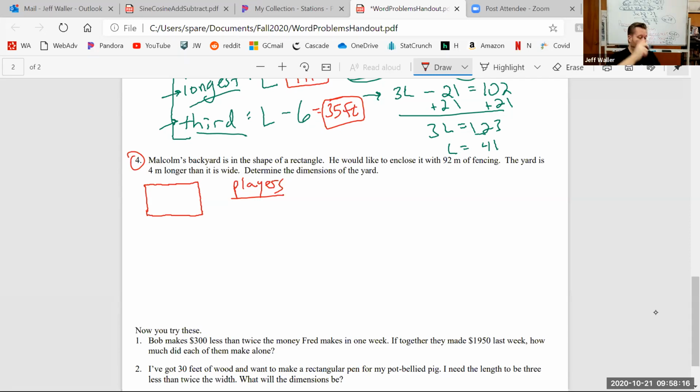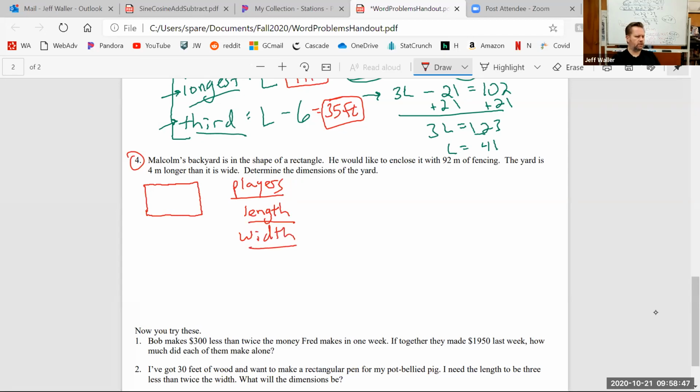So let me catch you, because I'm almost certain people are making mistakes, because it's really easy to make mistakes with this kind of problem. What are the players involved? How many players are there? Is it 2? 2, I like it. The length, the width.